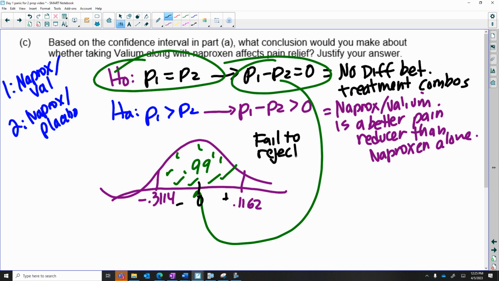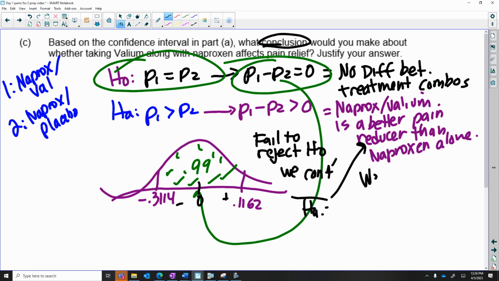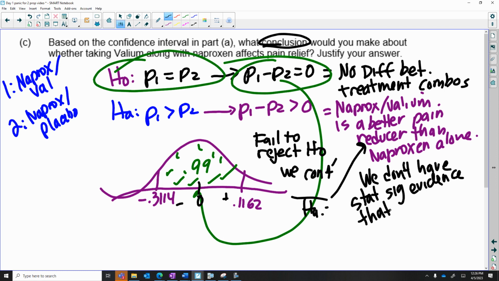And if you fail to reject the null, we can't conclude in favor of HA, which says that naproxen with Valium is indeed better than naproxen alone. So basically, we don't have conclusive evidence that indeed the Valium and naproxen is better than naproxen alone. So I'd say we don't have statistically significant evidence that the one is better than the other. Okay, so we can't reject the null. All right, so that is the tie between the interval and the test.